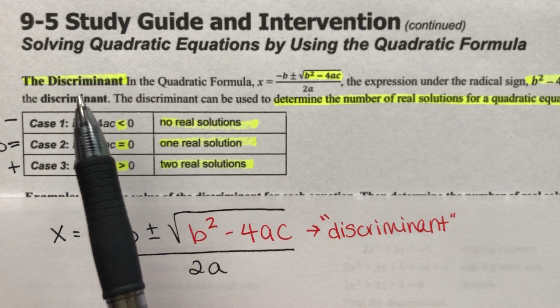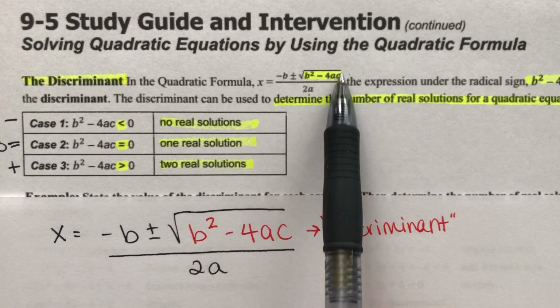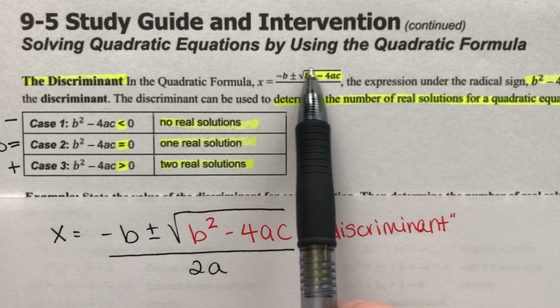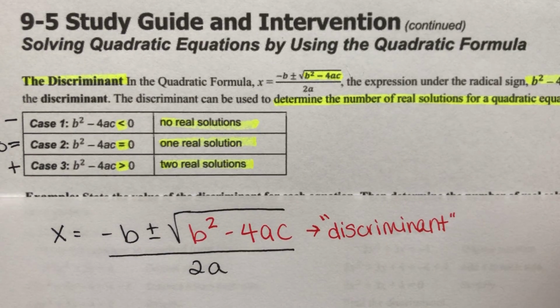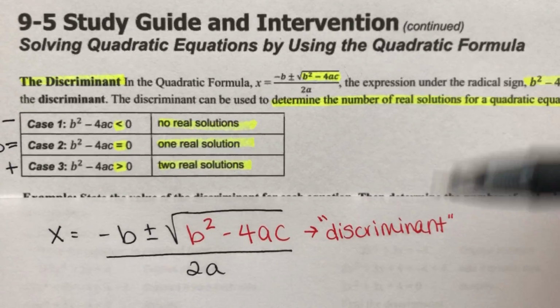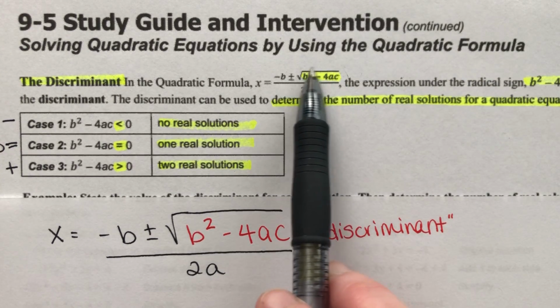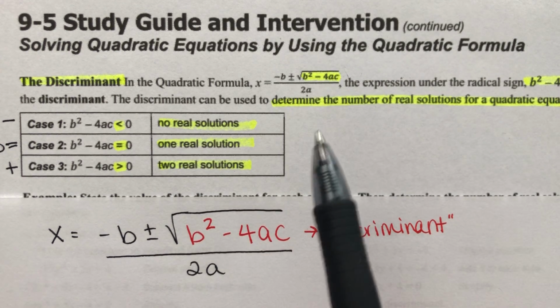So when you see a problem in math that says find the discriminant, you have to know what the quadratic formula is, and you have to know that the discriminant is this little piece under the radical. Basically, that piece is not going to tell us what the solution for x is. We need the entire formula for that, but it is going to tell us how many solutions we're going to get.